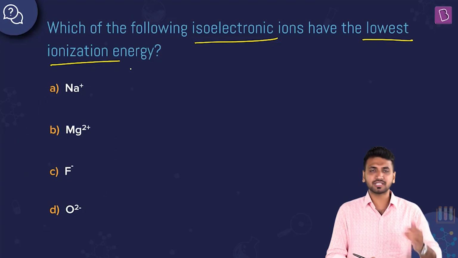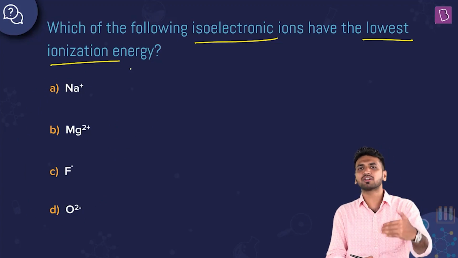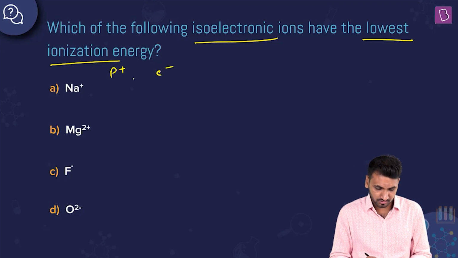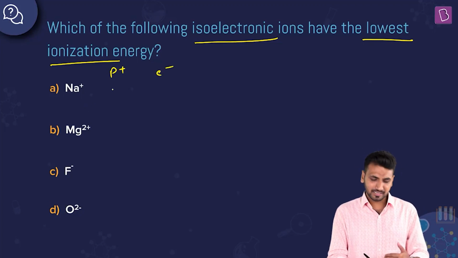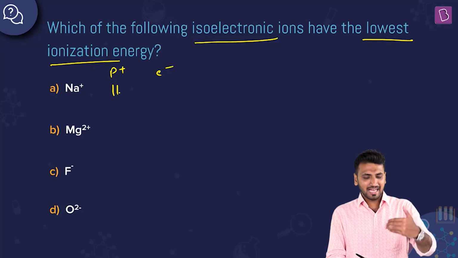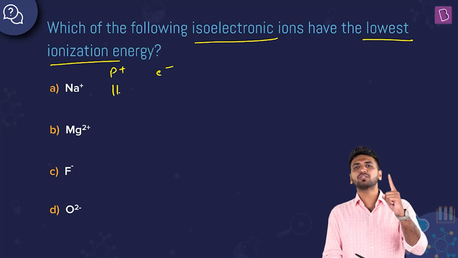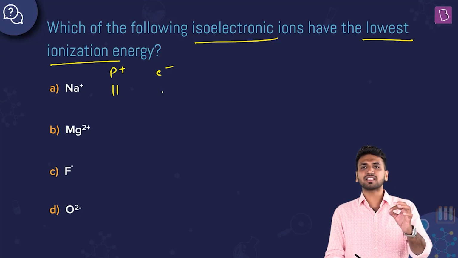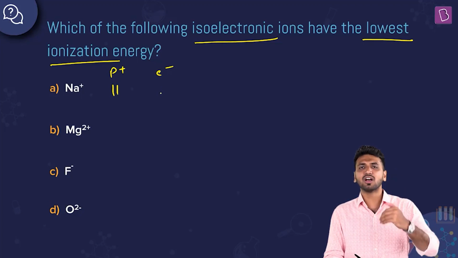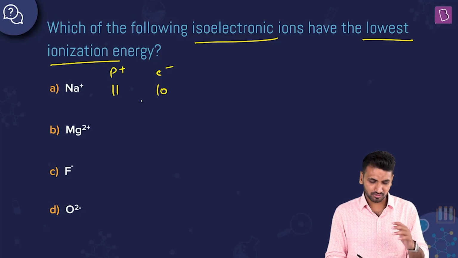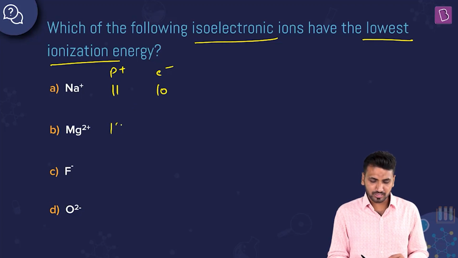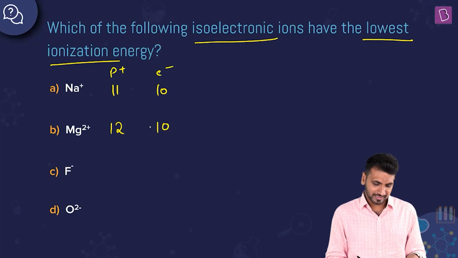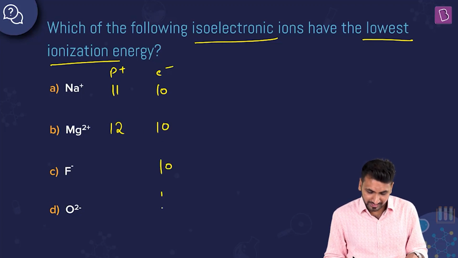So let's write the number of protons and number of electrons in each one of them. So sodium, atomic number 11, protons are going to be 11 and it has a 1 unit positive charge. That means 1 electron is lost. In the neutral atom it was 11, 1 electron lost, 10 electrons. Similarly, magnesium, atomic number 12, plus 2 unit charge, 2 electrons lost, 10. See, this number is going to be 10 every time.